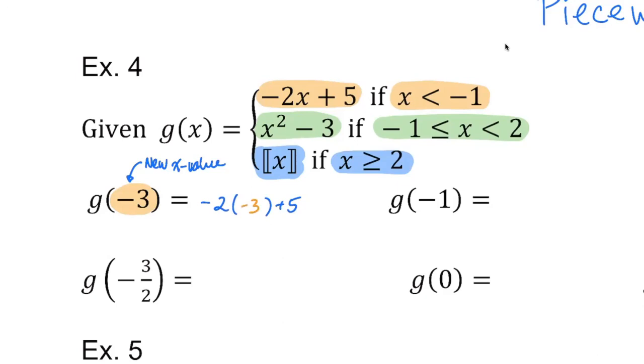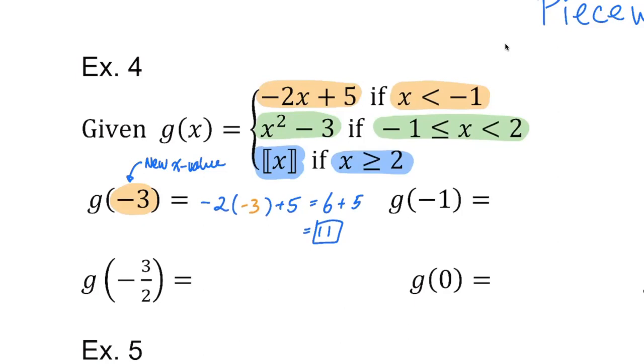And what's left? Just be careful. -2 times -3 is +6. And then plus 5 is equal to 11. That's it. It's very straightforward. If you have good notations, you'll be fine. If you can interpret what you're reading, you'll be fine. All right, let's move on to the bottom one.